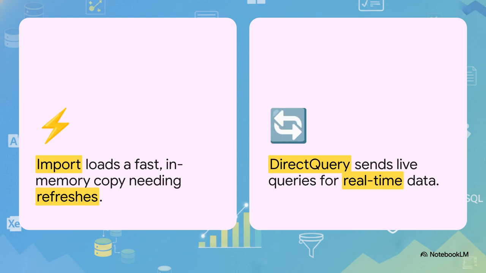Another massive concept in the ecosystem is how you actually connect to your data: Import mode versus DirectQuery mode. Import mode physically pulls a copy of your data right into Power BI's incredibly fast in-memory engine. It's blazing fast for sure, but it does require scheduled refreshes to stay up to date. DirectQuery, however, leaves the data at the source and sends live queries every single time a user clicks on a visual. So if your use case is a massive, real-time operational dashboard, DirectQuery is absolutely your best friend. But Import mode is perfect for those lightning-fast static monthly reports.